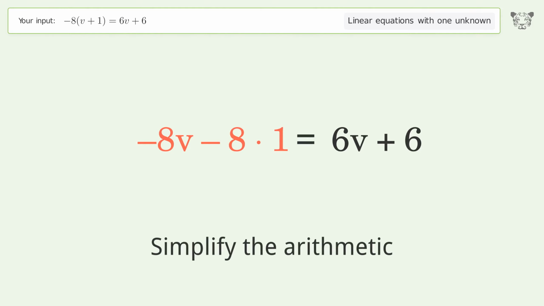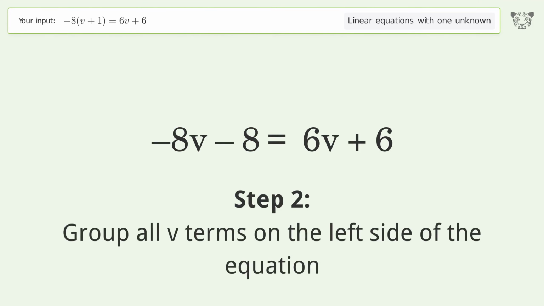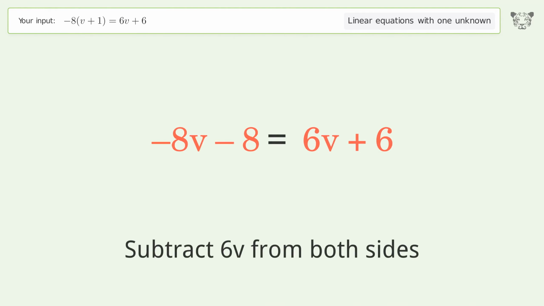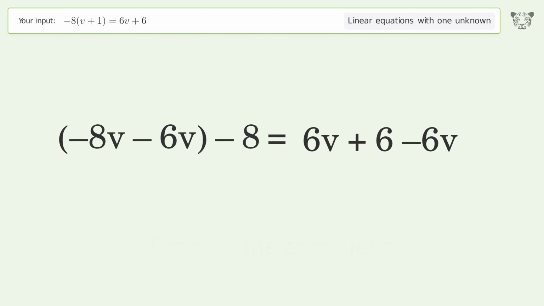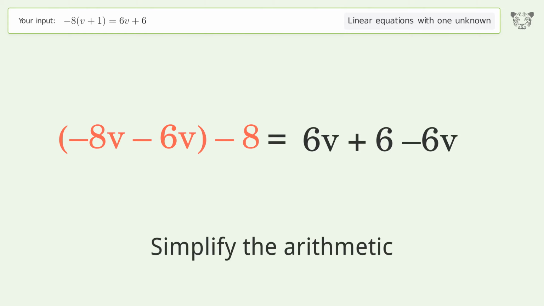Simplify the arithmetic. Group all v terms on the left side of the equation. Subtract 6v from both sides. Group like terms. Simplify the arithmetic.